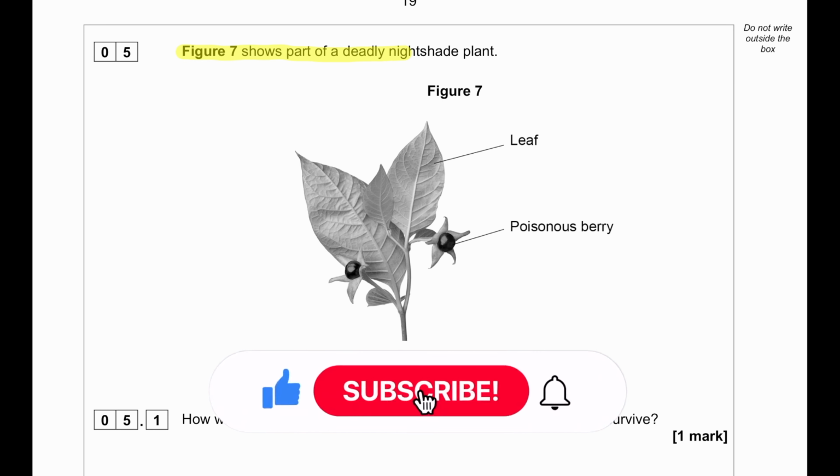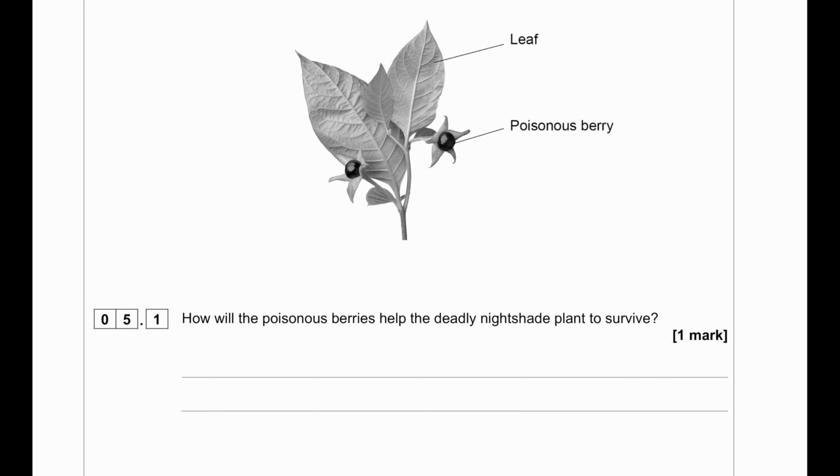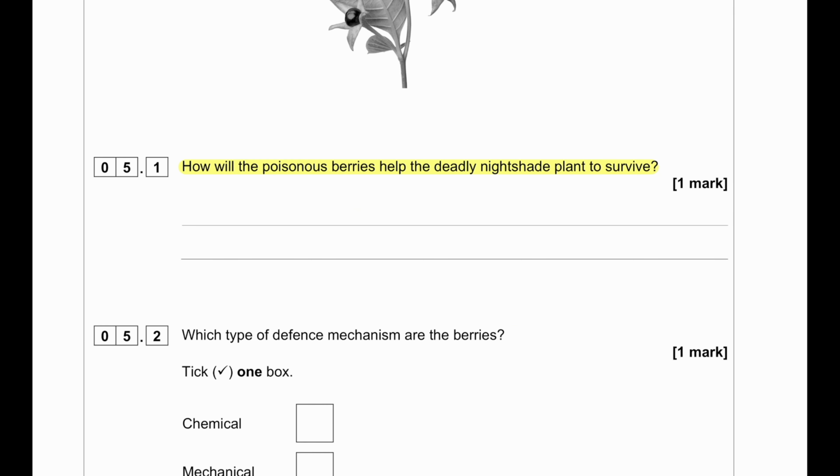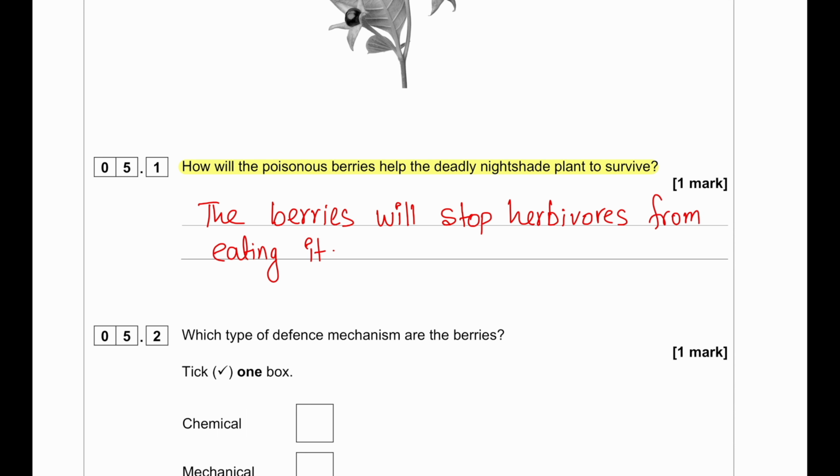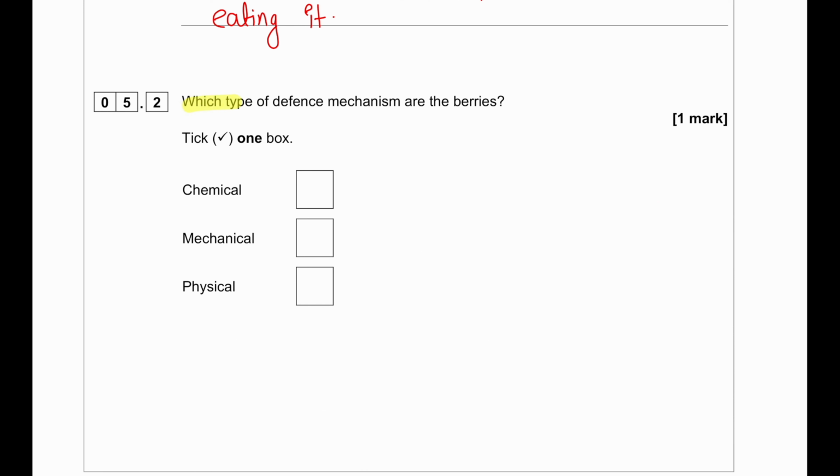Figure 7 shows part of a deadly nightshade plant. We can see there is a poisonous berry, and then we can see the leaf. How will the poisonous berries help the deadly nightshade plant to survive? Since the berries are poisonous, it will stop herbivorous animals from eating it. Which type of defense mechanism are the berries? So the berries are a form of chemical defense mechanism.